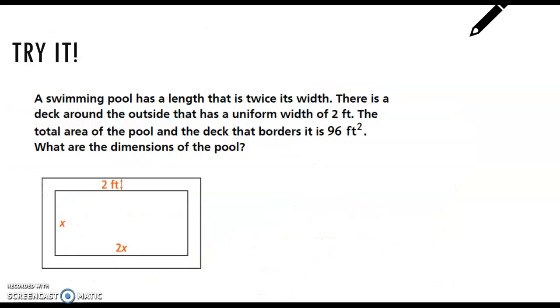All right. At this point, I would like you to pause the video and work through this problem. Problem says a swimming pool has a length that is twice its width. That's why we have x and 2x. There is a deck around the outside that has a uniform width of 2 feet. The total area of the pool and the deck that borders it is 96 square feet. What are the dimensions of the pool? So I'm going to pause and have you figure this out. Go slowly and carefully and review the last video if that helps you.